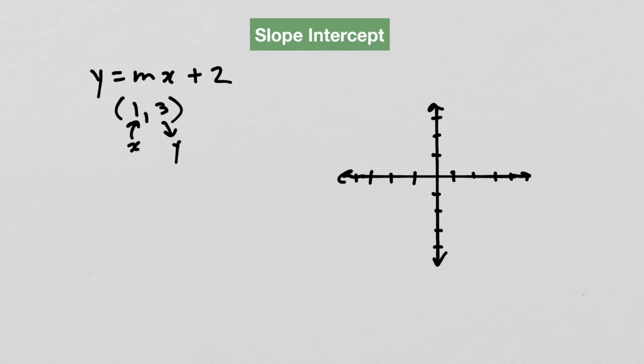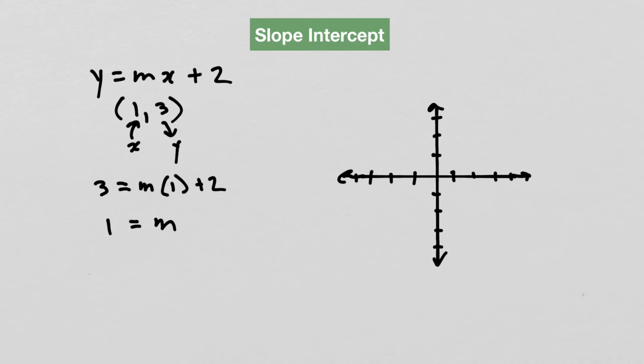So we can plug our x and y into the equation. So if we were to rewrite the equation, we get 3 is equal to m times 1 plus 2. Now we can solve for m to figure out what the slope is. So what we're going to do is subtract both sides by 2, and we get 1 is equal to m.